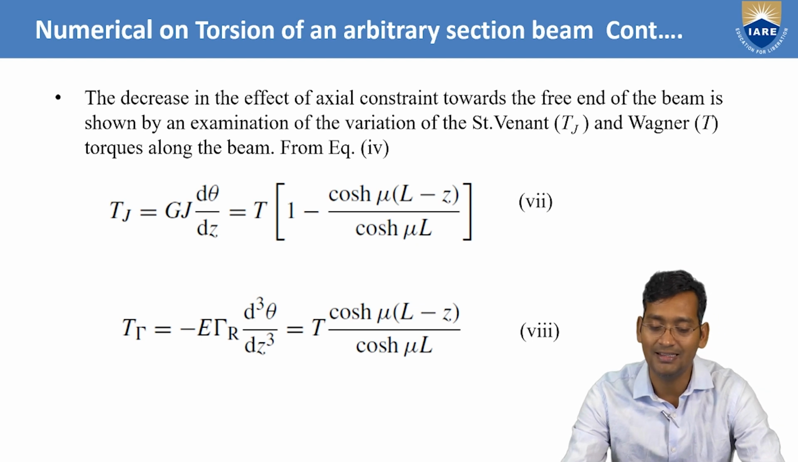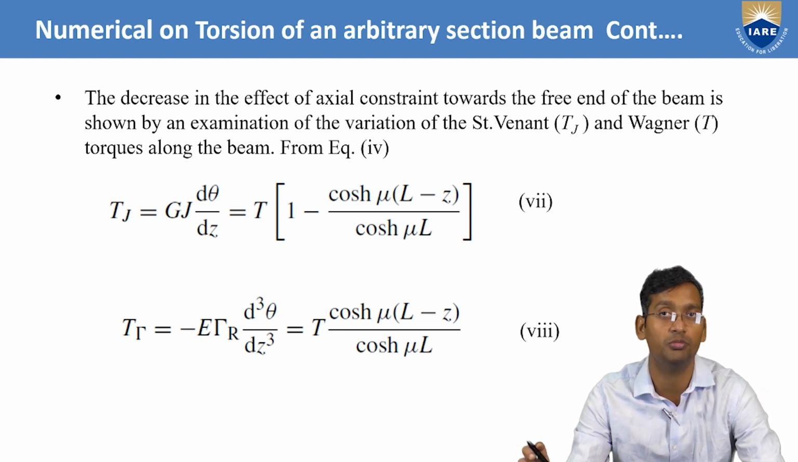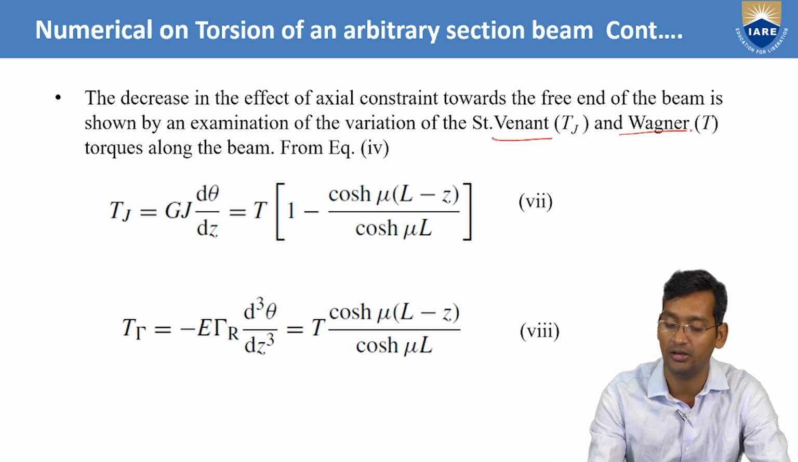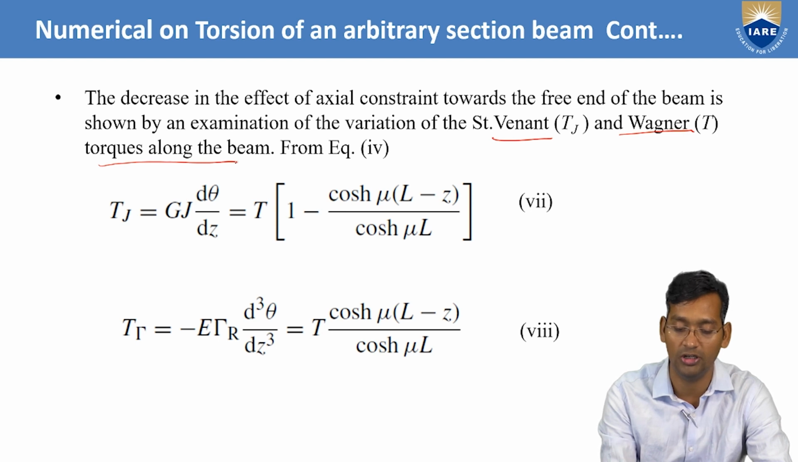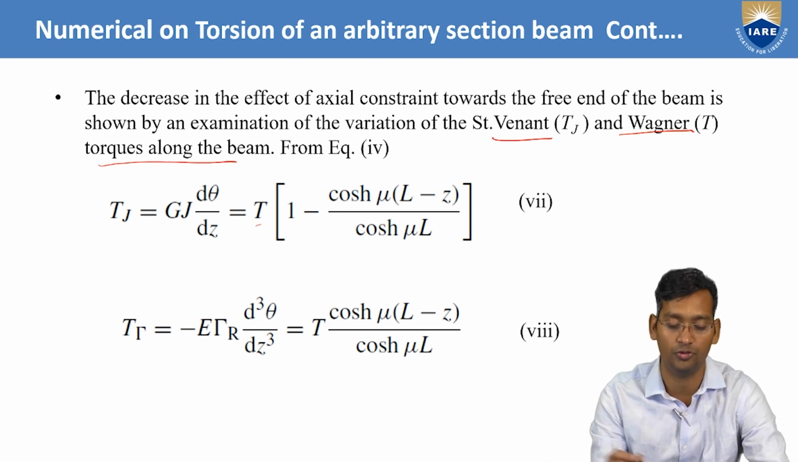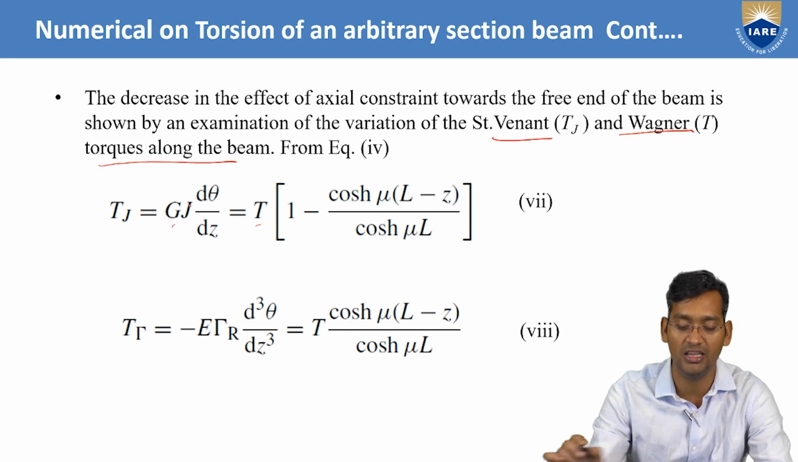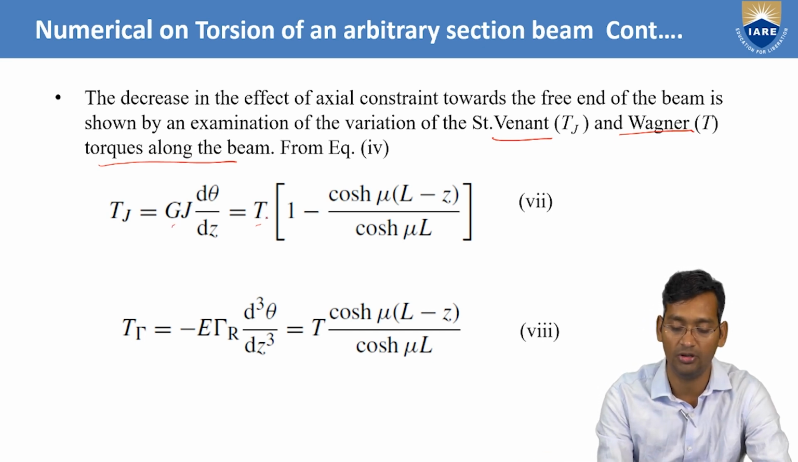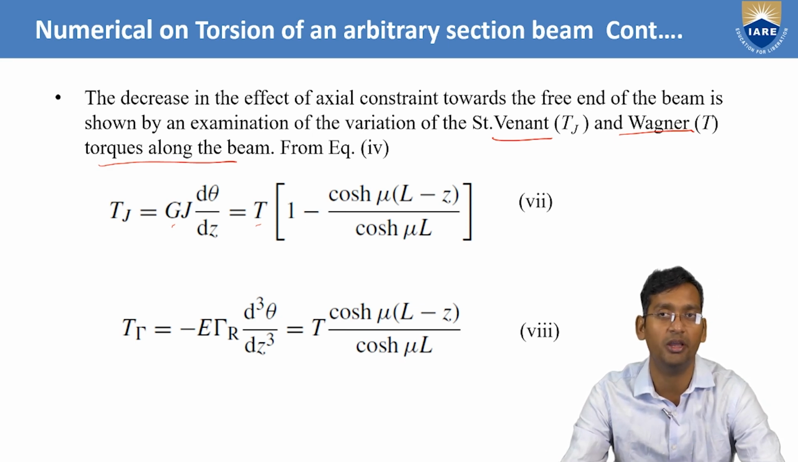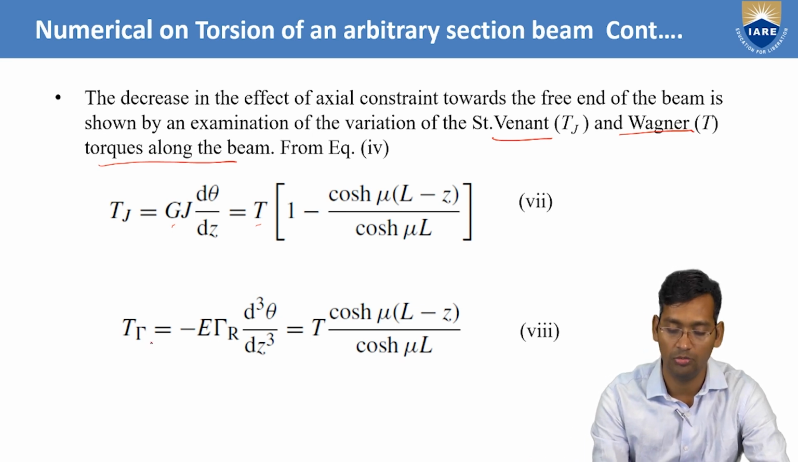Now the decrease in the effect of axial constraint towards the free end of the beam is shown by the examination of the variation of St. Venant and Wagner torque along the beam. That we already saw. The first term is the St. Venant and the second term is the Wagner one. So T_SV will be equals to GJ d theta by dz. So after putting that, it equals T into 1 minus cos mu into L minus z by cosh mu L. Right? So T tau will be what? We already derived this one, so just put the value.